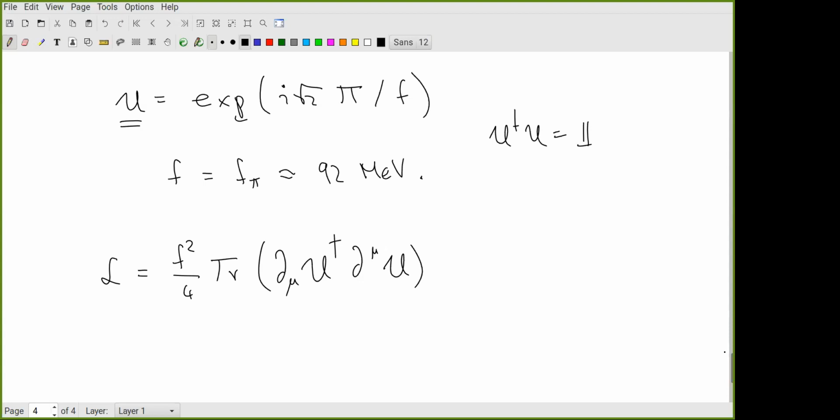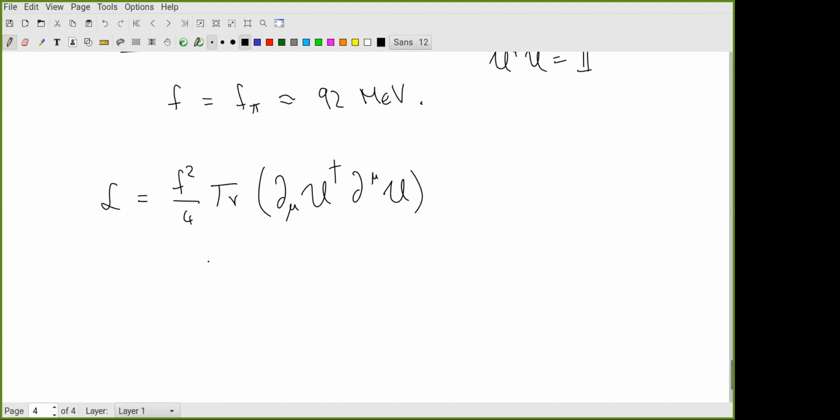Let me continue for a few minutes, and then we make a short break. What I wanted to show you, so I mentioned already before, this symmetry is not exact because there are quark mass terms in the QCD Lagrangian.